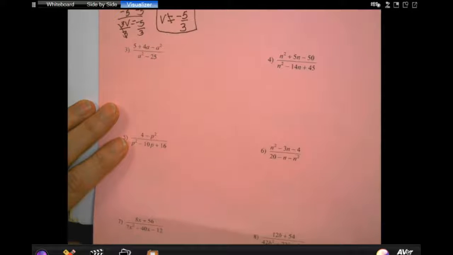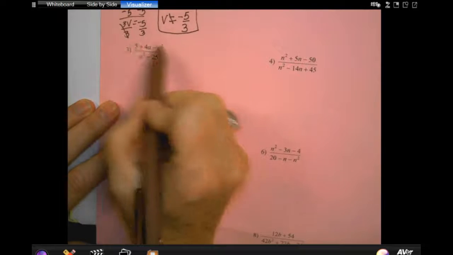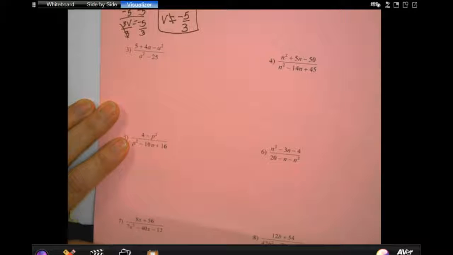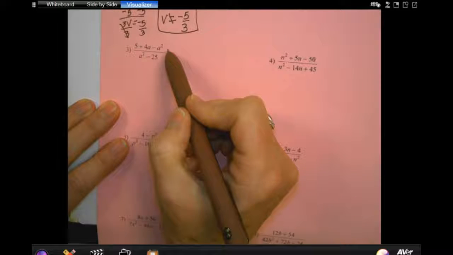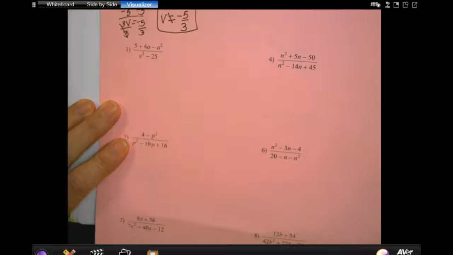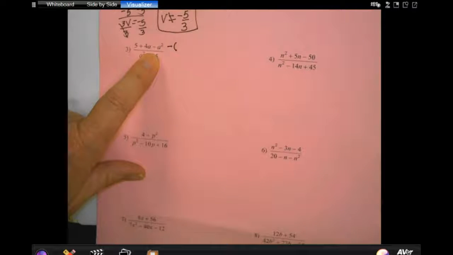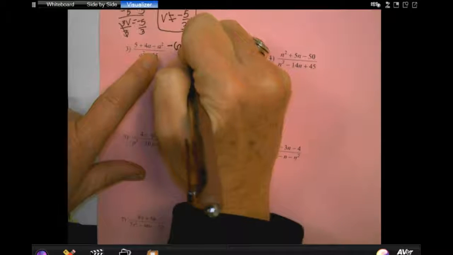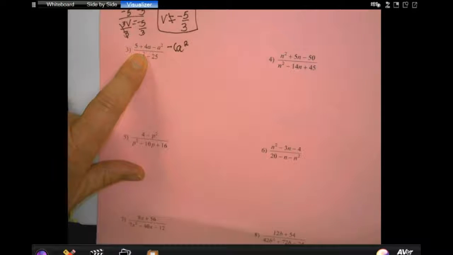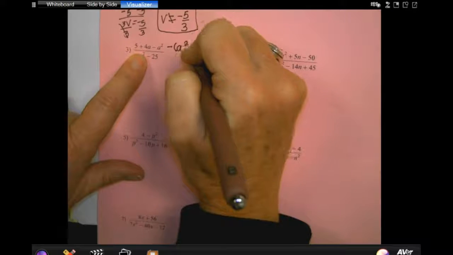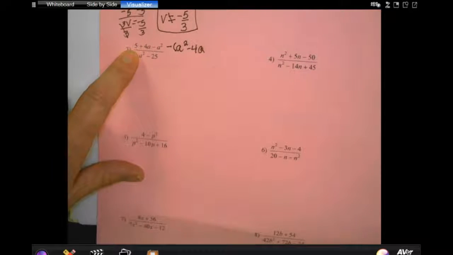If we look at number 3, first of all, I want to factor on top. I don't want a negative a squared, so I'm going to take out a negative 1. Second, it's not written in standard form, so I'm going to rewrite it. I take out a negative 1 and write it in standard form. The a squared goes to the front and is now positive. The 4a comes next and becomes negative, and the 5 becomes negative.